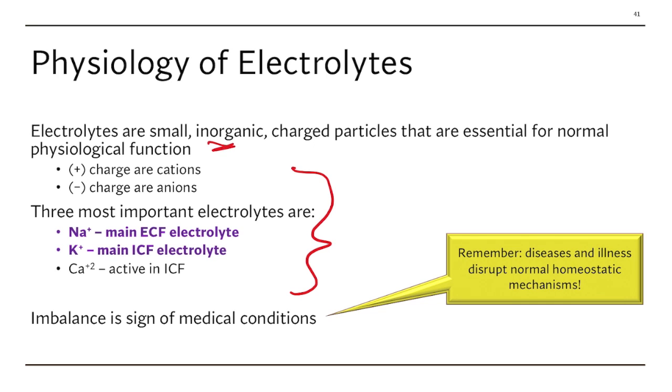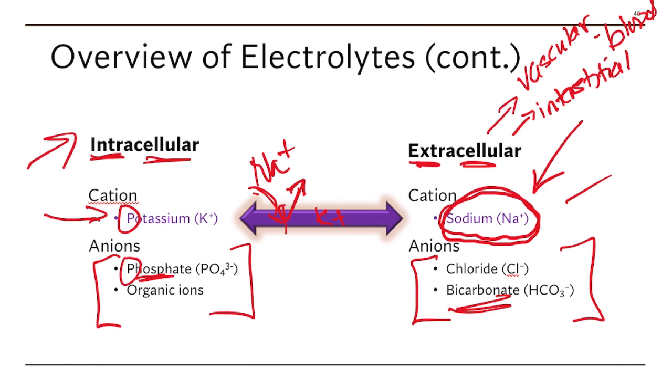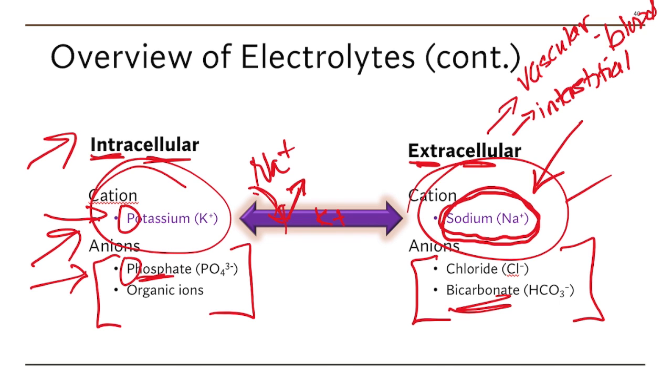Electrolytes are small, inorganic, charged particles. I guess I've been calling them cations, right? I've been saying that sodium and potassium are cations, and that's because they're atoms or molecules that are positively charged. We're not going to go into how that happens and why that happens. But we also have anions, and those are negatively charged. If you look back on this slide, you'll see that we listed cations and anions for each one. I'm just telling you, sodium and potassium are the ones we want to focus on for this unit.